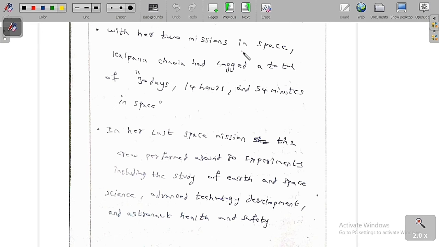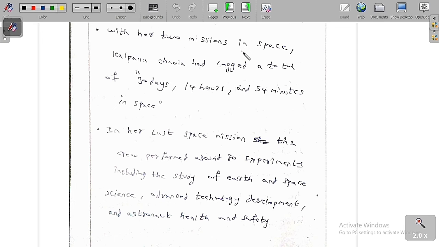She first flew on Space Shuttle Columbia in the year 1997 as a mission specialist and primary robotic arm operator. And then comes Sunita Williams. She is the second woman of Indian origin after Kalpana Chawla to venture into space on the shuttle Discovery. So let me discuss something more about Kalpana Chawla.